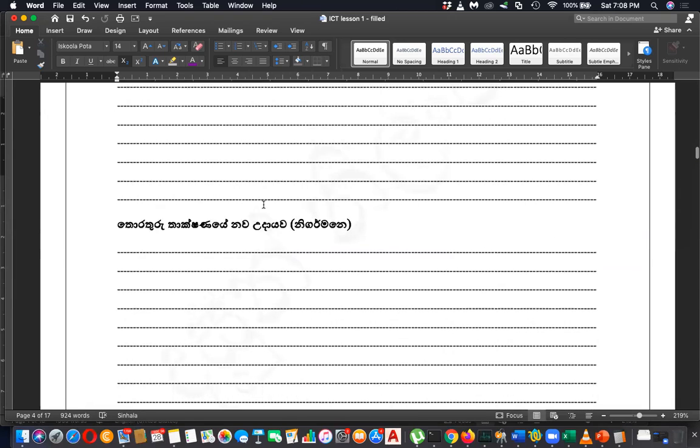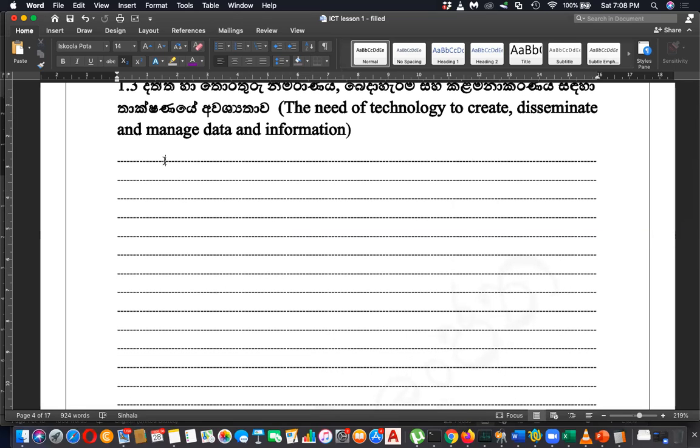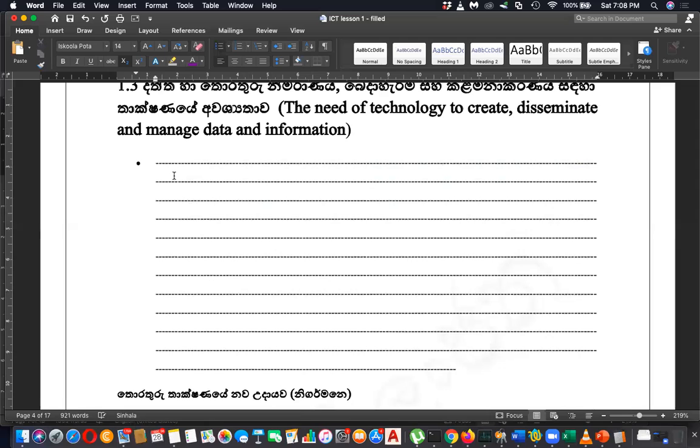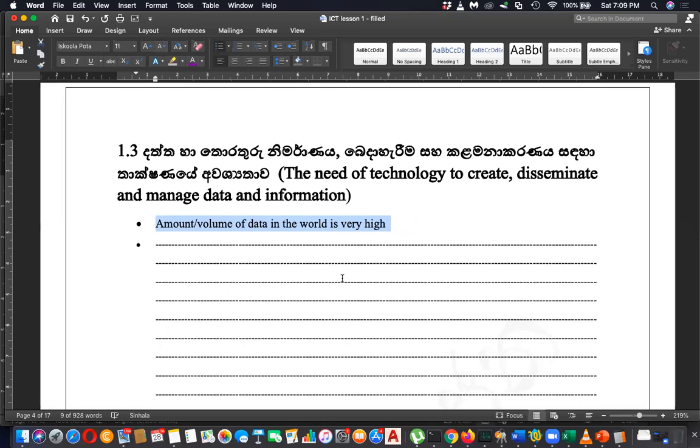It's 1.3, why we need technology to create, disseminate, and manage data and information. Why? So what's the reason? The first reason, let's write this in. You can write the heading, and then write this in point format. The first point: the amount or volume of data in the world is very high.